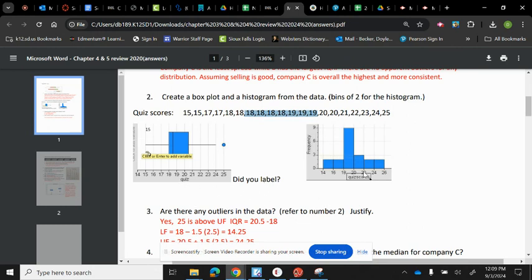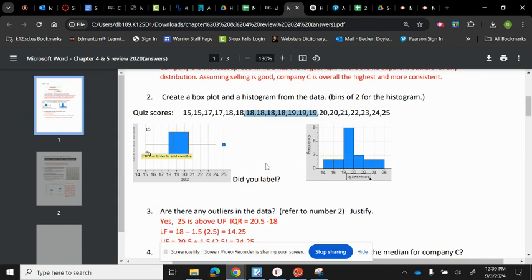Down here, this says quiz, this says quiz score, this says frequency. Make sure you label that. Can you make a box plot? Can you make a histogram? You can use the calculator to just let it do it for you. That's totally fine. Now, are there outliers in the data?